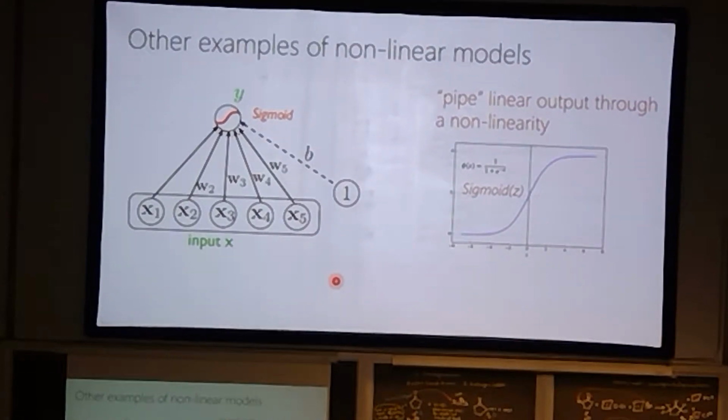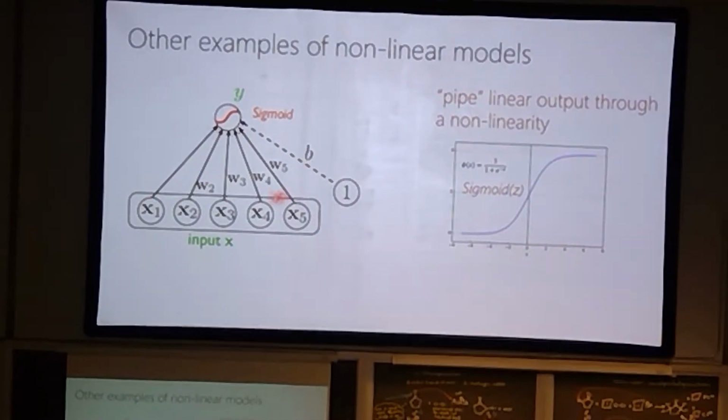Okay, so here is another one. In this case, what we do is we kind of have something that's linear regression. So x times the vector w, which we see in linear regression, plus an offset. And then we're going to actually pipe it through something that we often call a nonlinearity.